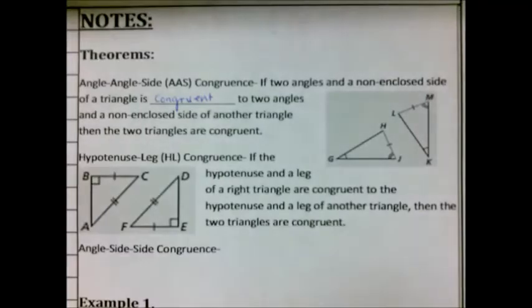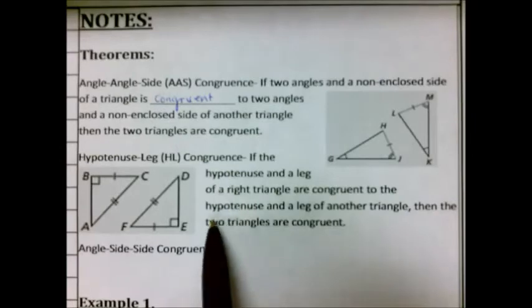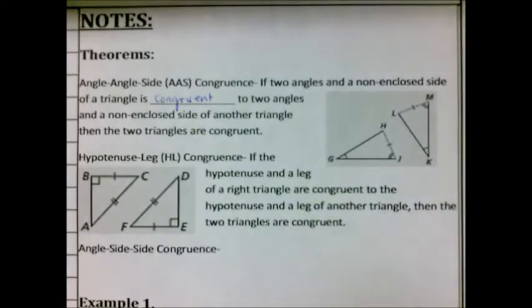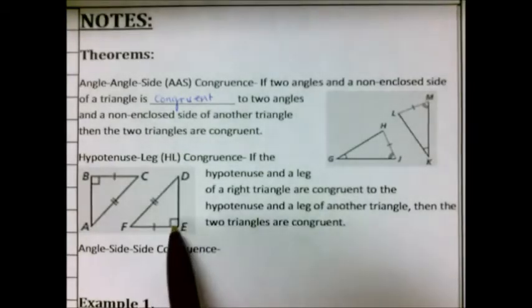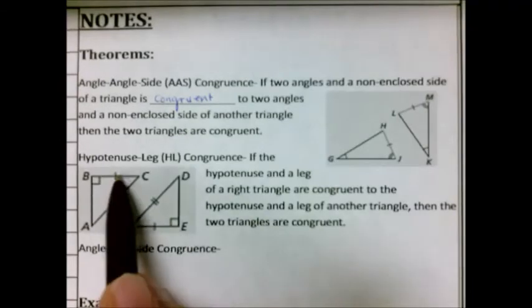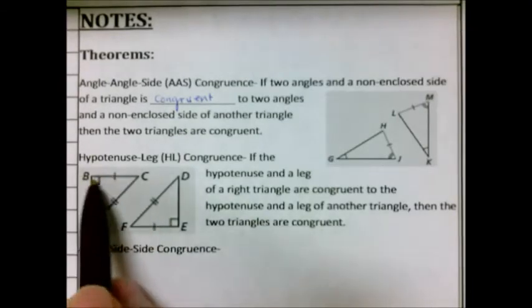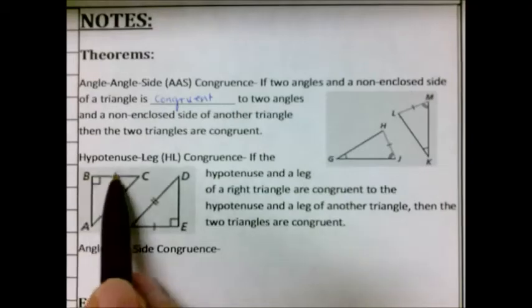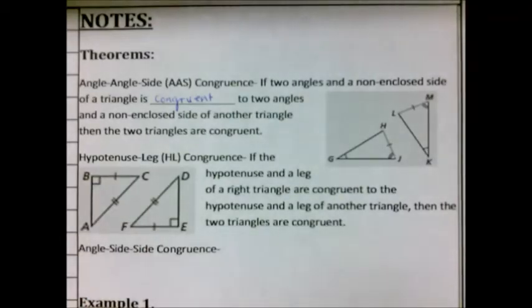Okay. Now hypotenuse-leg, that's HL congruence. That deals with right triangles, only right triangles. And what that says is, remember the hypotenuse is the side that is across from the right angle, if the hypotenuse and a leg of a right triangle are congruent to the hypotenuse and a leg of another triangle, then the two triangles are congruent. Okay, so we've got hypotenuse, leg. If those are congruent to the corresponding parts of another right triangle, then those have to be congruent triangles.